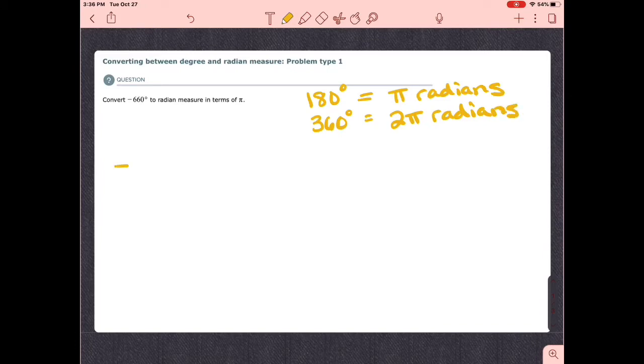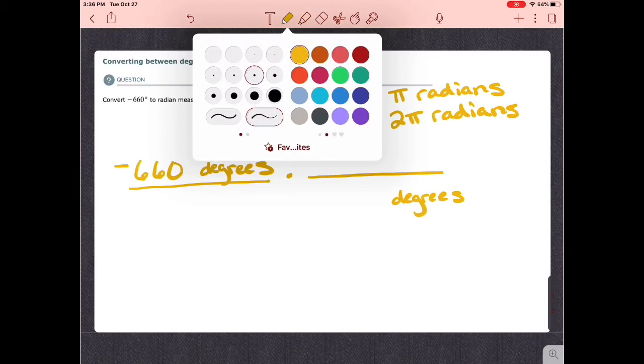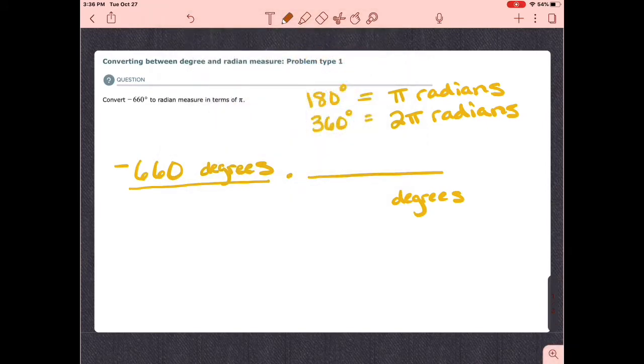So if I have negative 660 degrees, I'm going to write the word just to be a little clearer. I want to multiply that times something that will cancel degrees. I usually set it up like this so that I don't have to remember whether you multiply or divide. The setup will actually do the work for you. You might remember these from physical science when you're a freshman, but we can just convert units the way we did then. So let's now think about what we know about degrees.